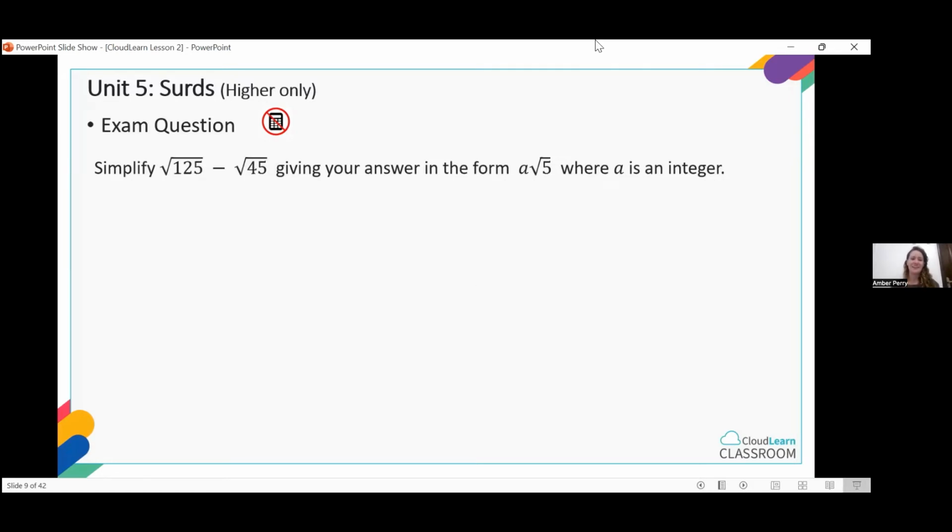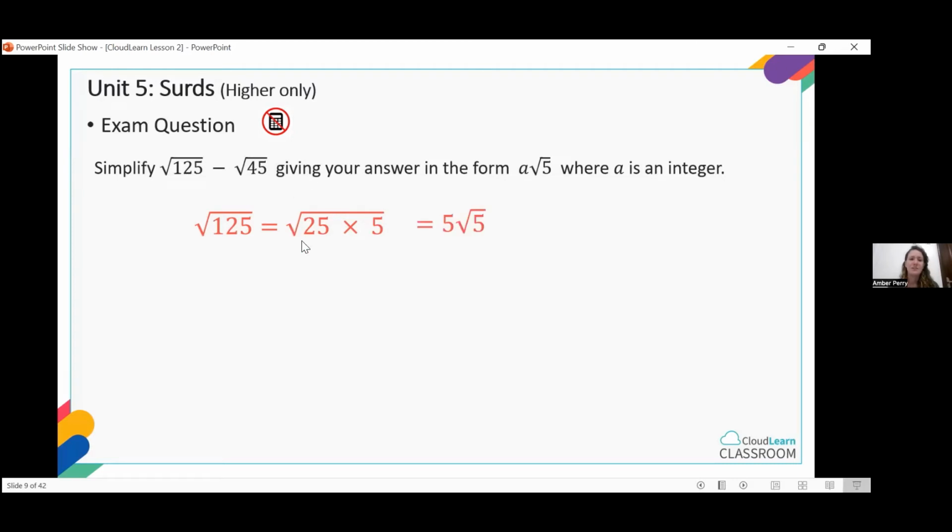All right, so let's have a look at an exam question. This is actually a past exam question from a GCSE non-calculator paper, higher level, I think. So we've got: simplify the square root of 125 minus the square root of 45, giving your answer in the form a root 5, where a is an integer. So we need to take both of these terms and simplify them separately.